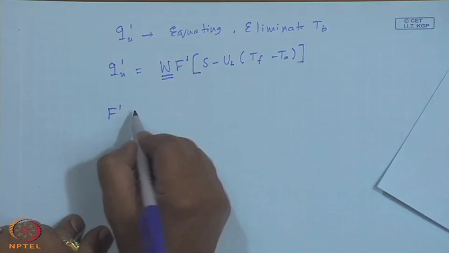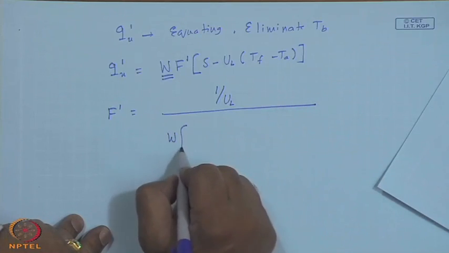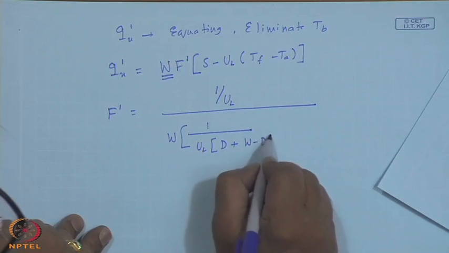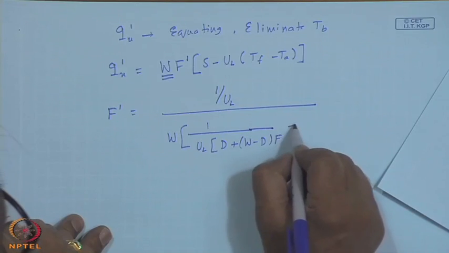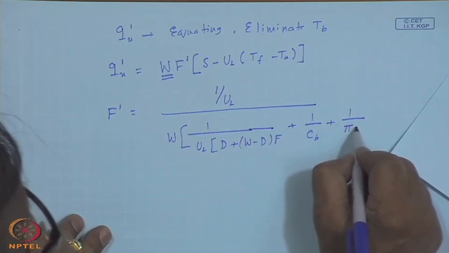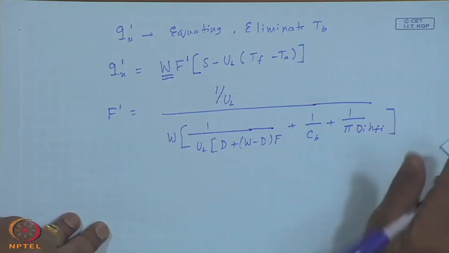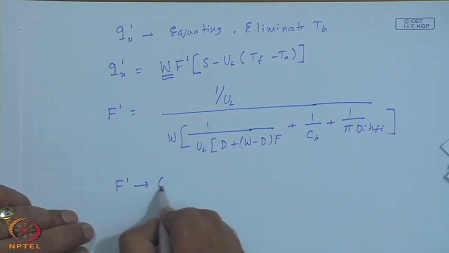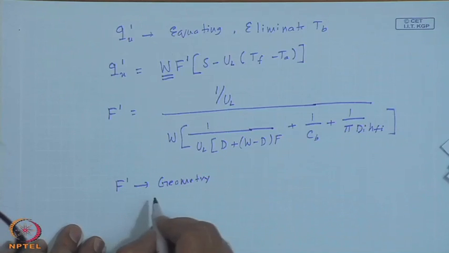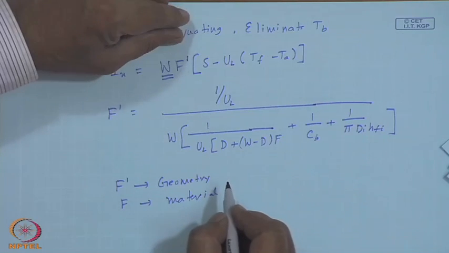And here, if you equate those two equations, F dash turns out to be 1 upon UL by W, divided by 1 by UL times D plus W minus D into F, plus 1 upon the bond conductance, plus 1 upon the convective conductance. Now, you will find F dash brings in geometry, W, W minus D, etcetera, and through F it is the material, plus the heat transfer coefficients.